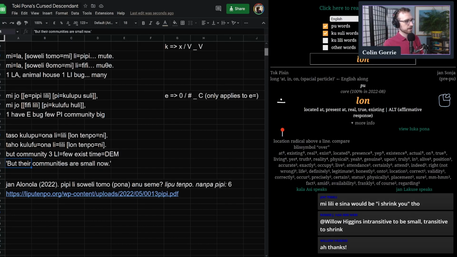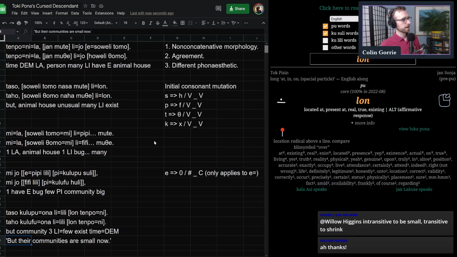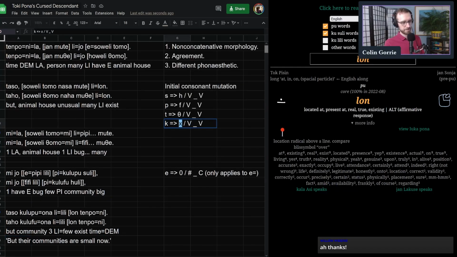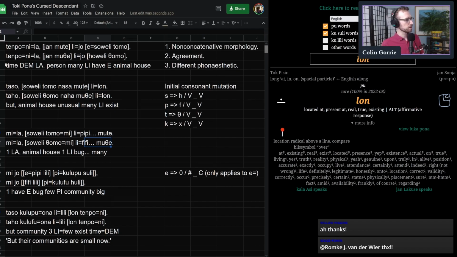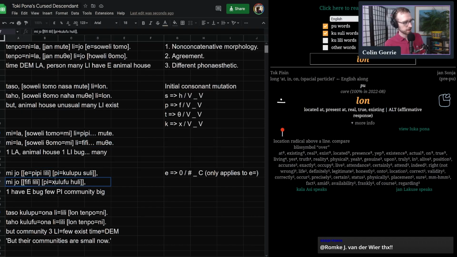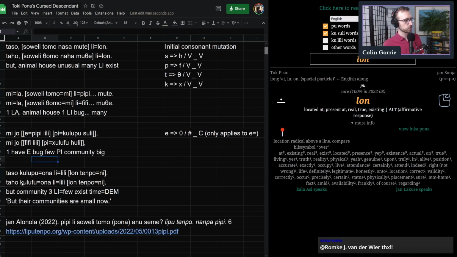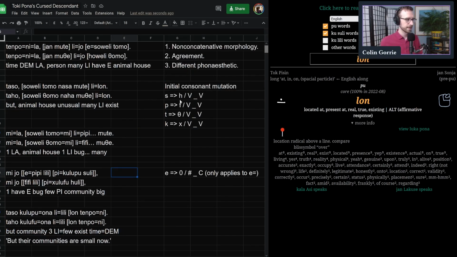right. So we've done our T to th. Now we need to do our k to ch. So let's go, and hopefully I'll pick up a little bit of pace now that I've explained what we're doing. So just briefly looking to see if there are any k. Here we go. Pichulufu huli, rather. Taho kulufu ona li lon temponi. Okay, so that is our first round of consonant mutations. What else can we do?